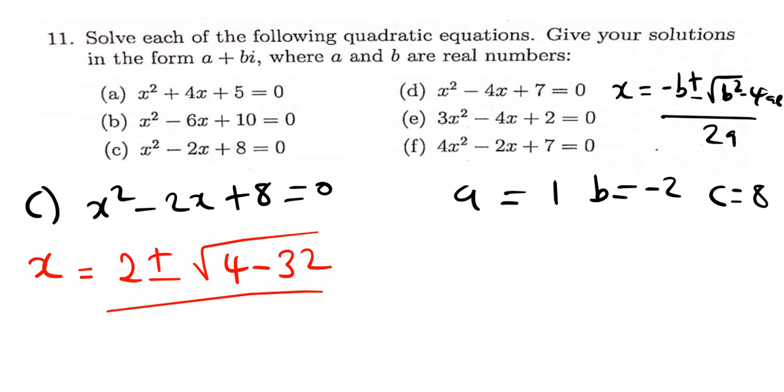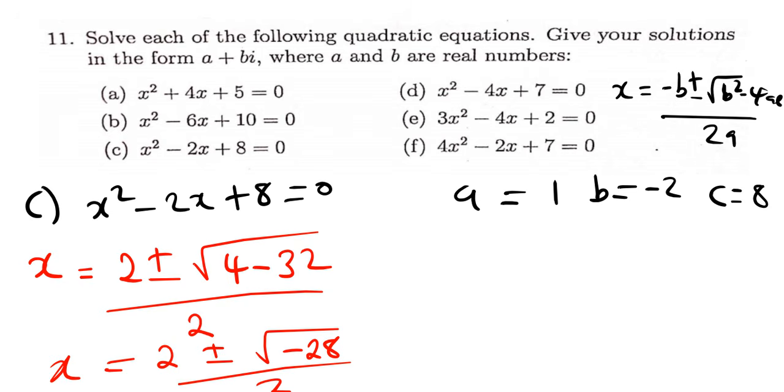Divided by 2a. 2a is 1. Okay, so basically that. Then you just solve. X will be equal to 2 positive or minus the square root of 4 minus 32. That will give us negative 28, divided by 2.